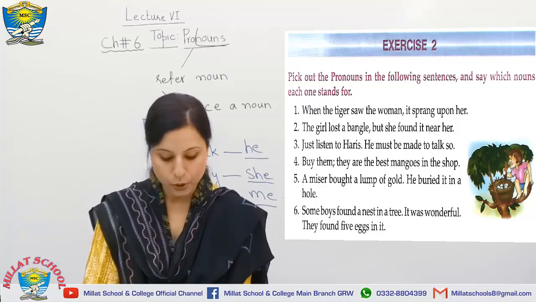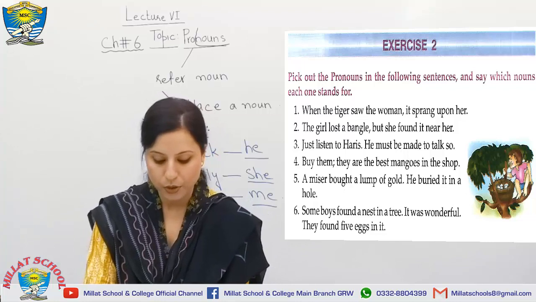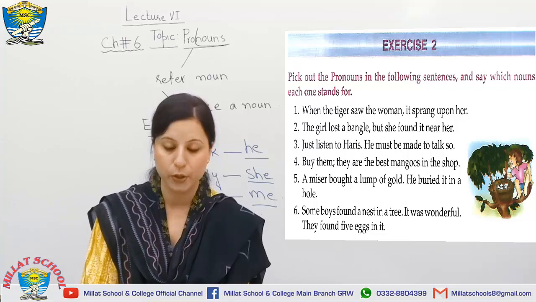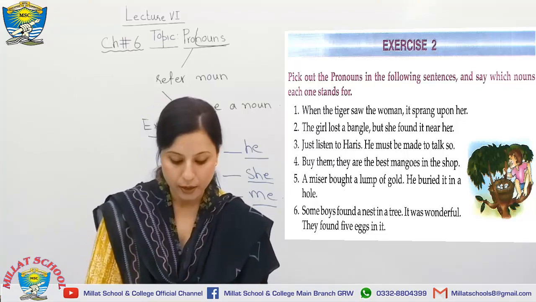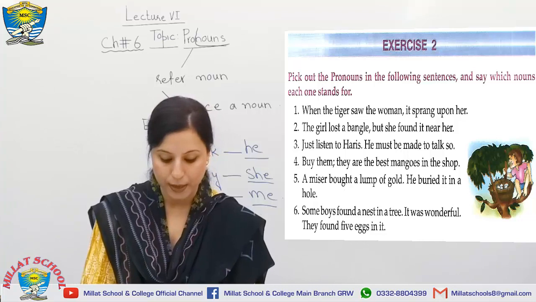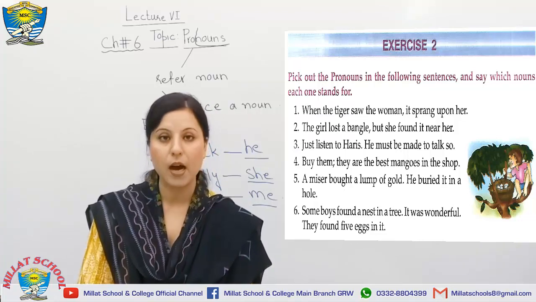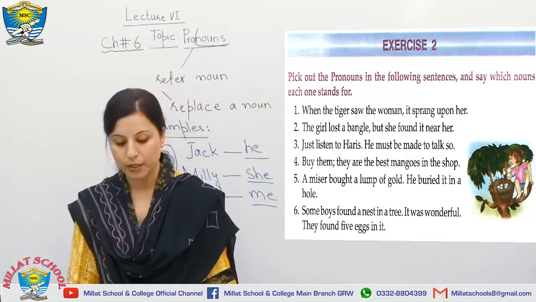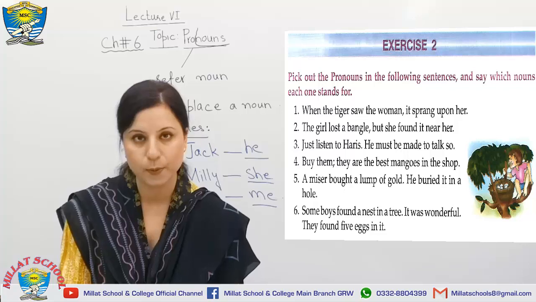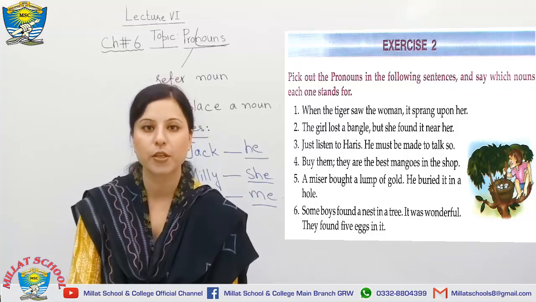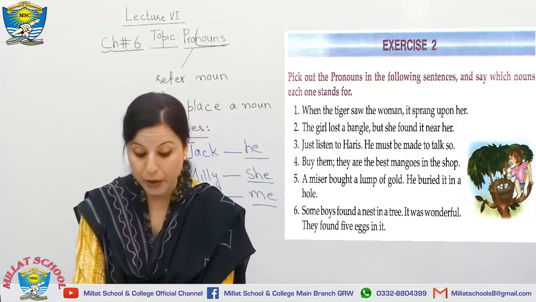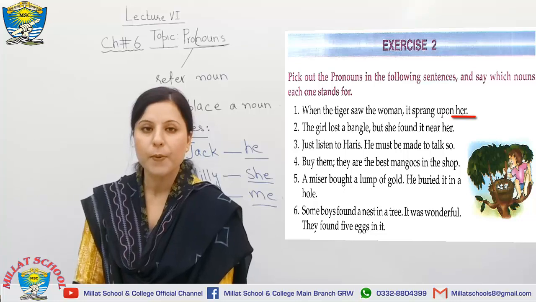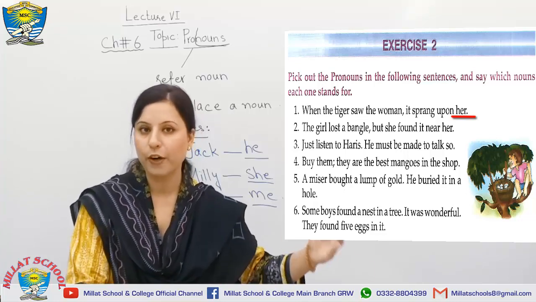So exercise number 2 tells us about picking out the pronouns in the following sentences. The same will be done here, but no italic or bold words are given to you. You have to pick them out yourself. The number 1 sentence is: when the tiger saw the woman, it sprang upon her. So what are the pronouns here? When the tiger saw the woman. There is no pronoun in the first part, but the second part, divided by a comma, tells us about it sprang upon her. So her is your pronoun here, which shows that her has been used for a girl.